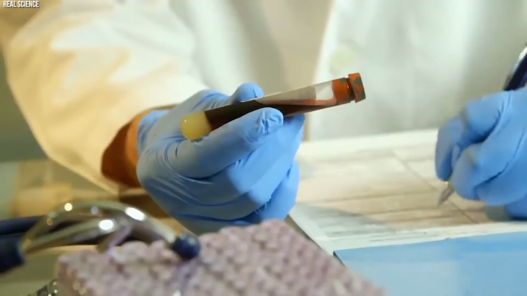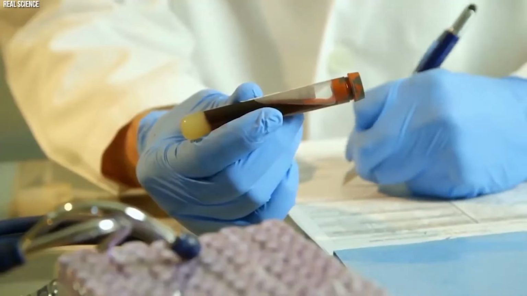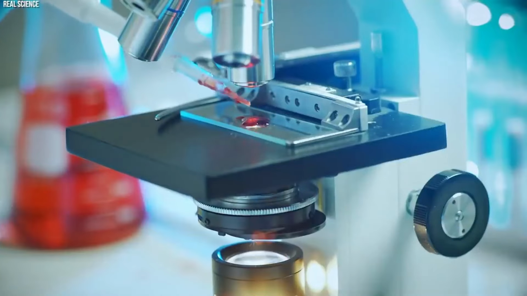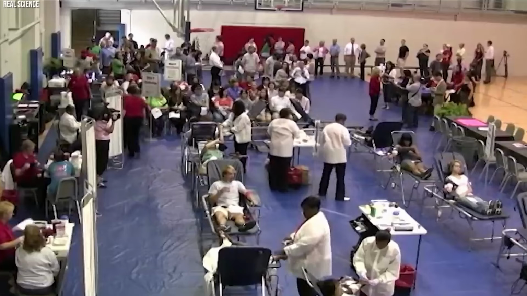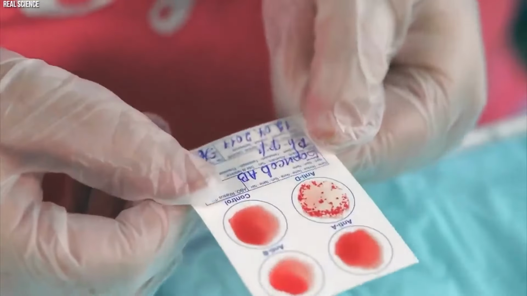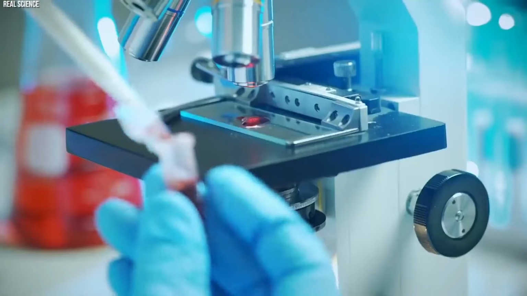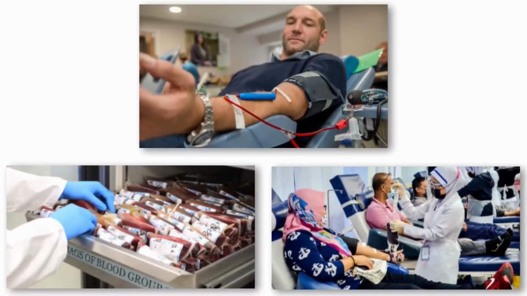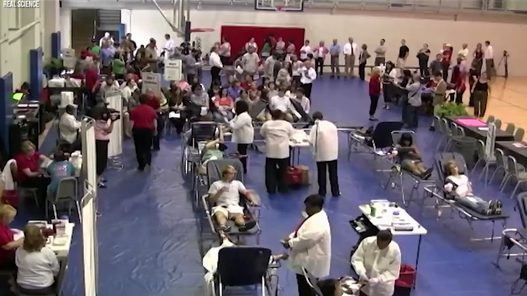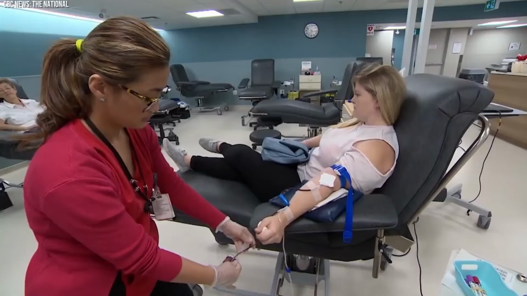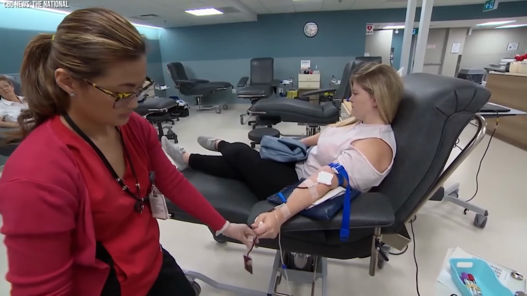Notably, type O negative blood is esteemed as the universal donor for red blood cells, capable of being transfused into patients of any blood type without the risk of adverse reactions. This feature is indispensable in emergencies where the patient's blood type might be unknown. Moreover, type O positive blood, while not universally compatible, can be administered to any recipient with a positive Rh factor, covering a substantial portion of the population.